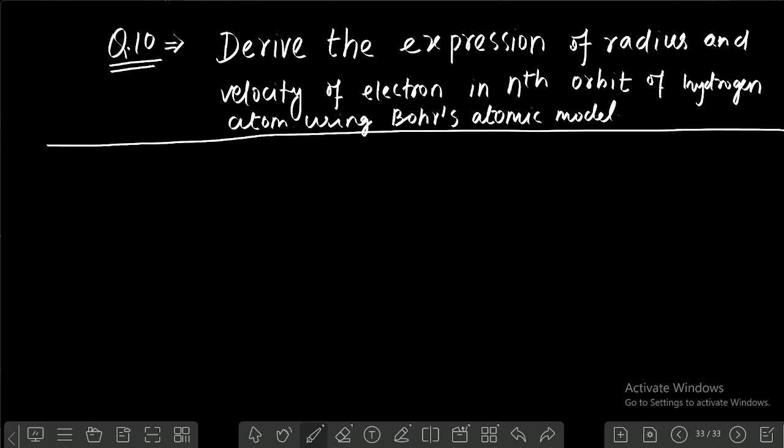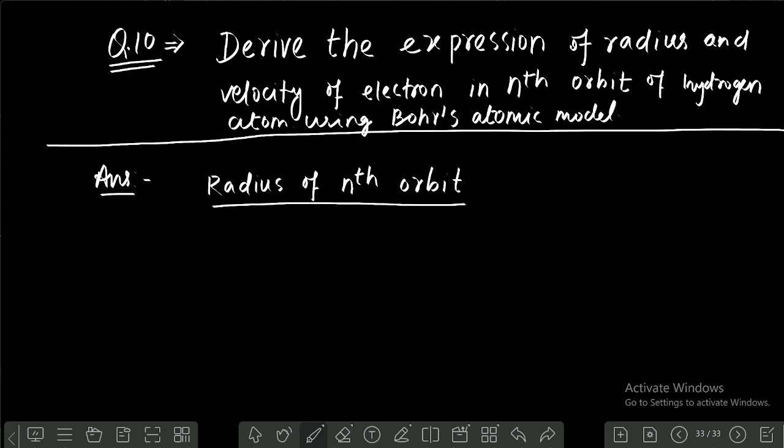Now listen. First we'll write the radius of nth orbit. First we want to find what? Radius of nth orbit. So to find the radius of nth orbit, what we'll do here? First write electrostatic force. Electrostatic force provides the necessary centripetal force for the electron to move in an atom, right?